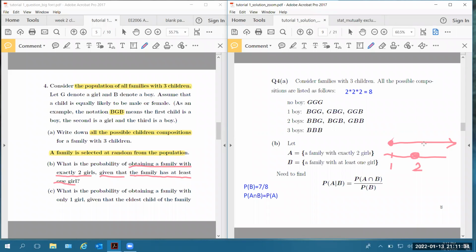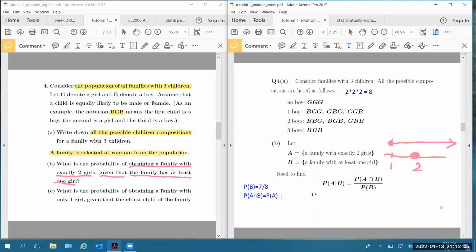Now I think you can see very clearly. This one is a range, and you intersect it with this point. So what is the outcome? The outcome is only this point, 2. So that's why the intersection is just A, a family with exactly 2 girls. Is it okay? Are you all right here? Okay, all right, so this is how you get this thing here.